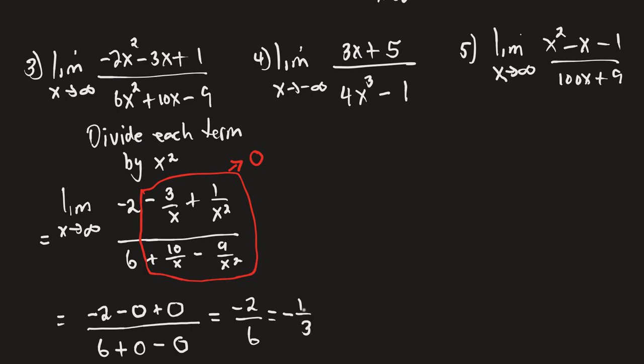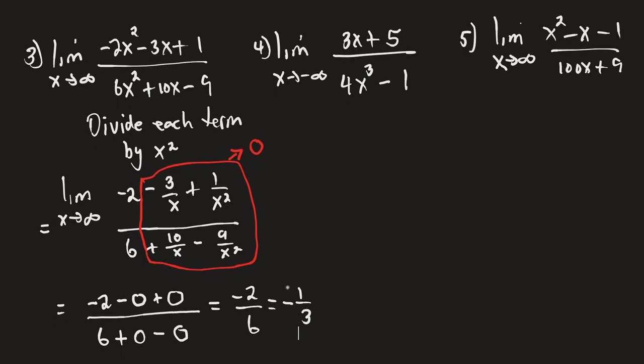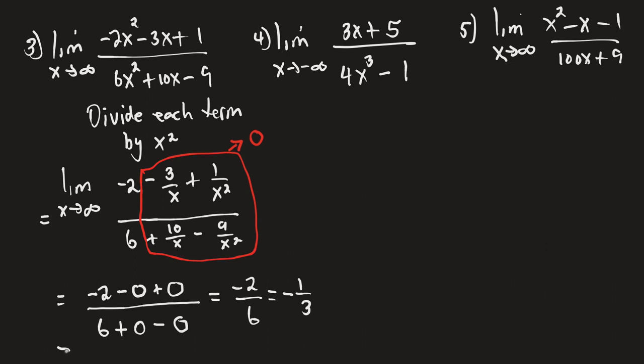And now remember what we said previously: when a limit at infinity exists, meaning we get a specific number, then it means that this function has a horizontal asymptote at that value. So in fact, let's write that down. So this implies a horizontal asymptote at y equals -1/3. All right.